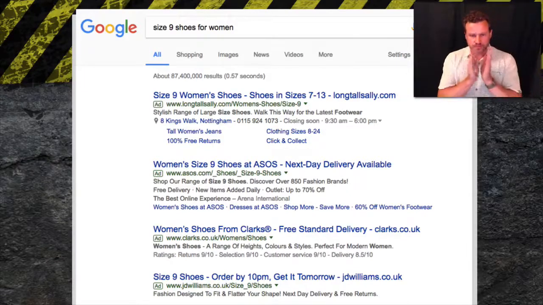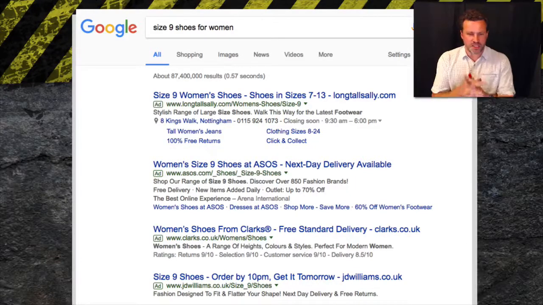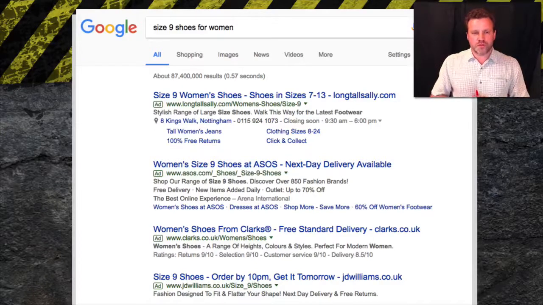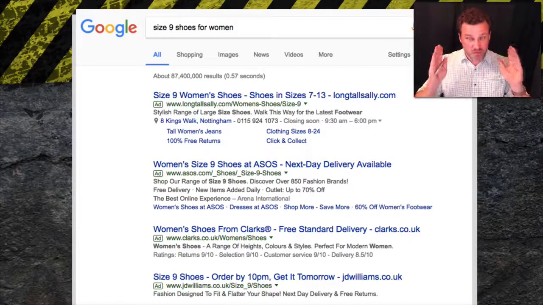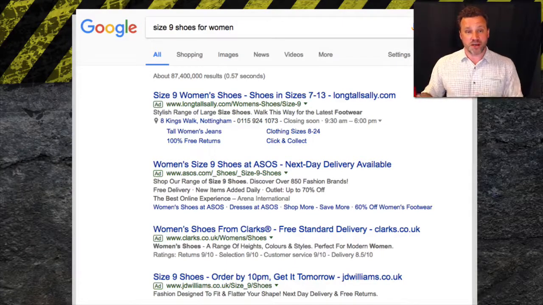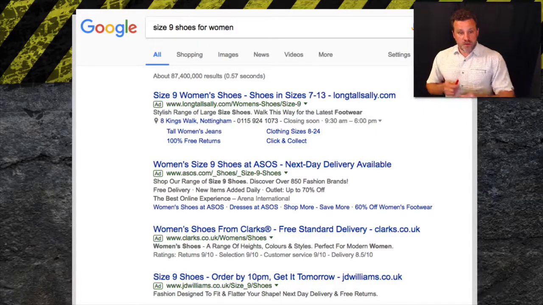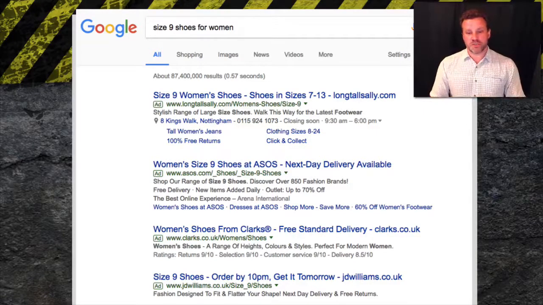So we'll have a quick look at these ads. So somebody's typing in a specific problem, size 9 shoes for women. They're at step 1, step 2, right? Surprisingly big market actually in the UK, particularly, I know because my wife is in this market and really struggles to find size 9 shoes. So quick look, size 9 women's shoes. Shoes in sizes 7 to 13, okay.